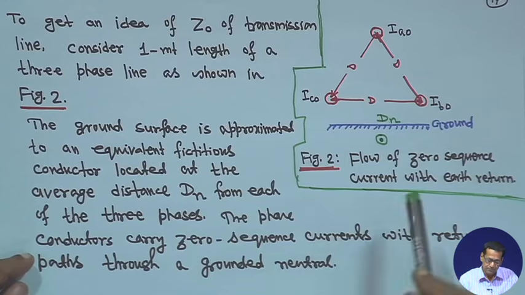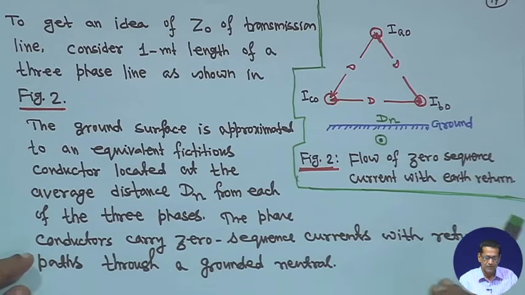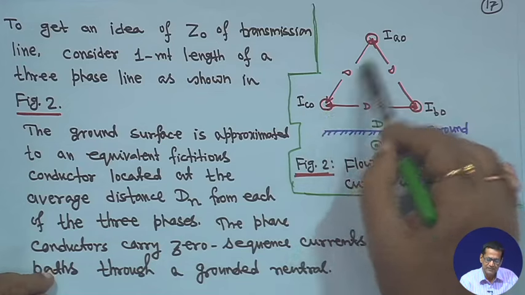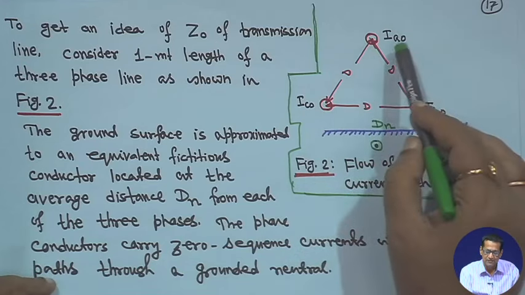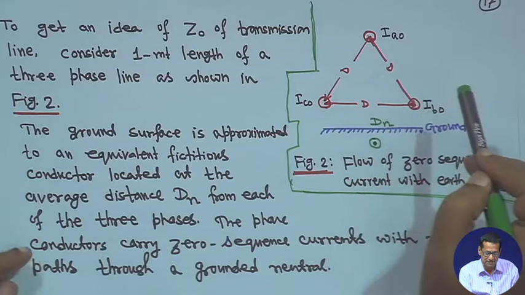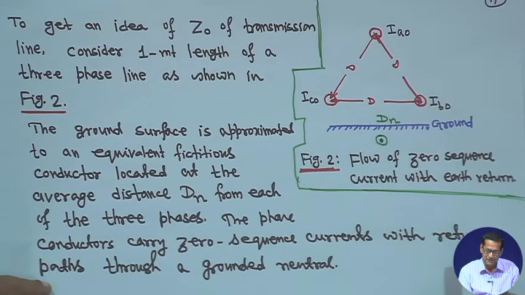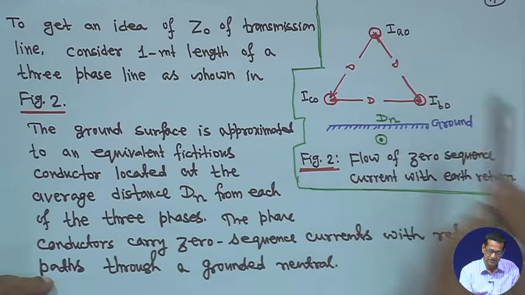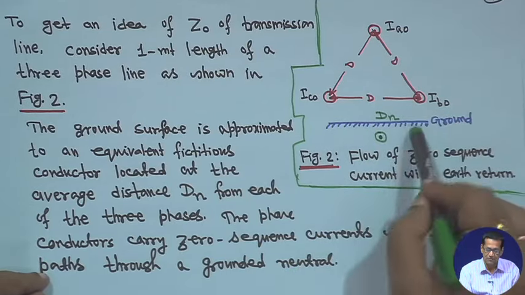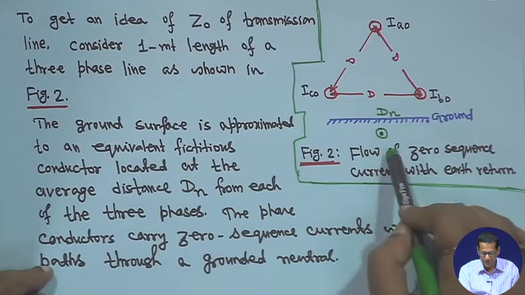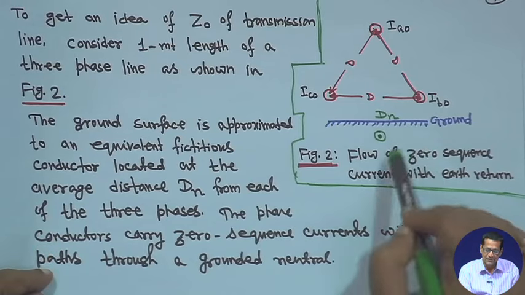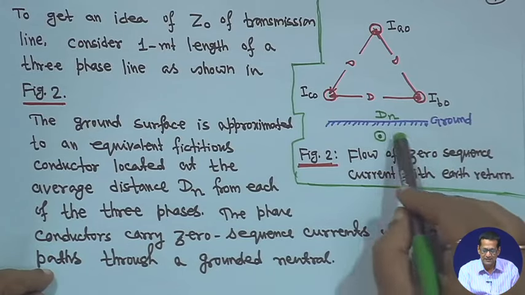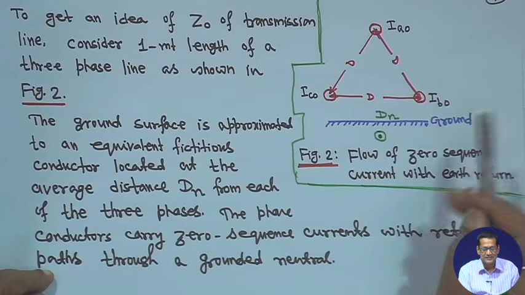The phase conductors carry zero sequence current with return path through a grounded neutral. Therefore, we take a simple case, that is equilateral spacing with distance d, and zero sequence currents IA0, IB0, IC0. These phase conductors carry the zero sequence current, with return path through a grounded neutral, and this approximation dN, that is the distance taken from any phase to the neutral as an average distance, is an approximation only to represent the zero sequence impedance.